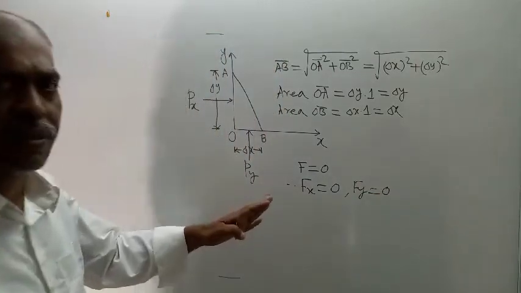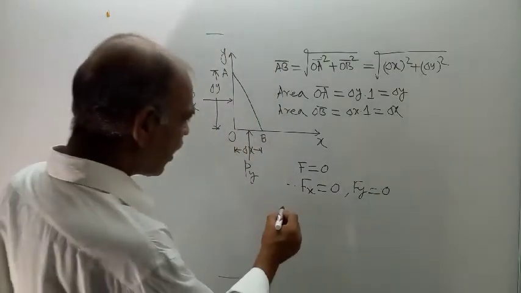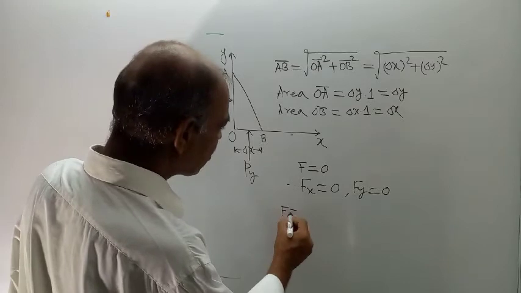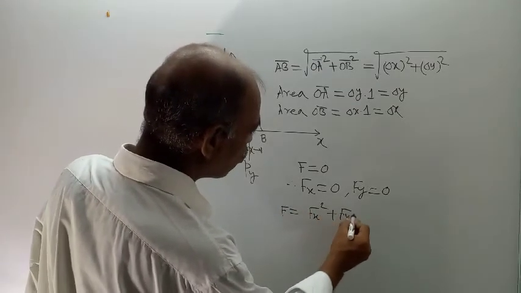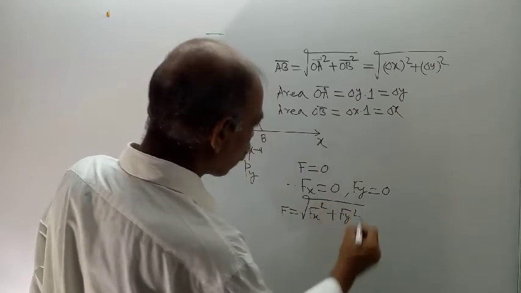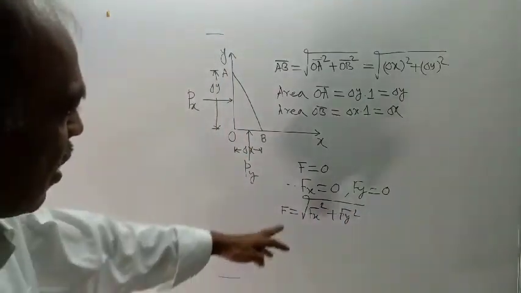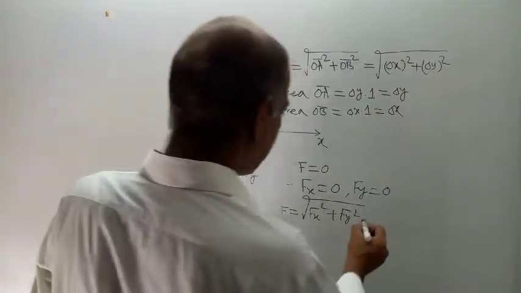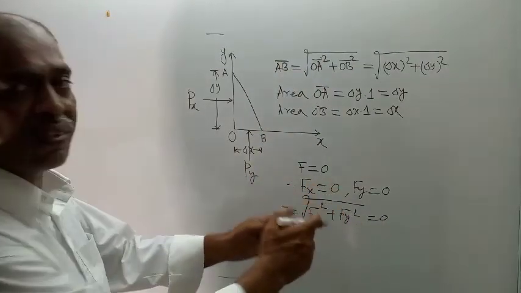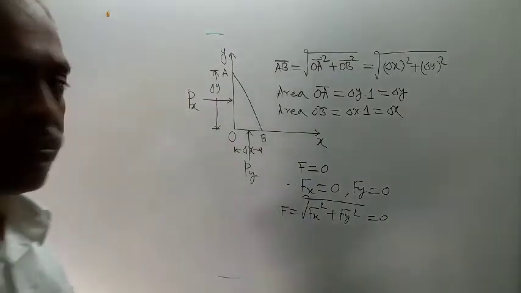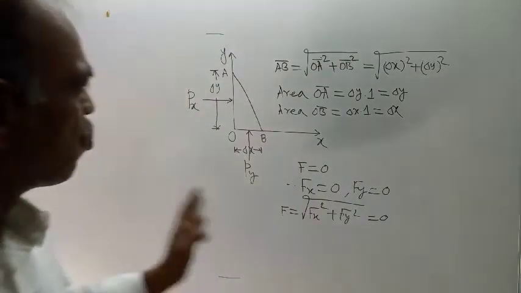You know this thing. Here F is equal to root over Fx square plus Fy square. You know all these things from the knowledge of mechanics. F is equal to this much and F is 0. Since F is 0, therefore Fx and Fy are separately 0. So this is known to you.